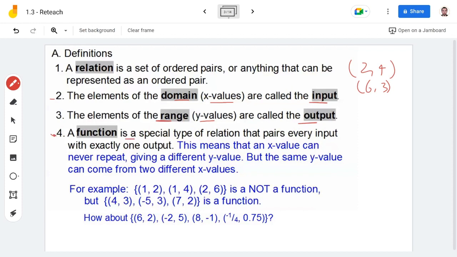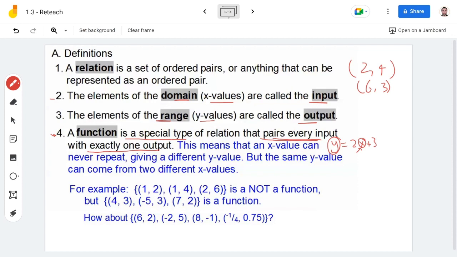Number four is the function. We know that a function is a special type of relation that pairs every input with exactly one output. For example, let's say 2x + 3. This is a function. It pairs every input, because we replace x here, with exactly one output.